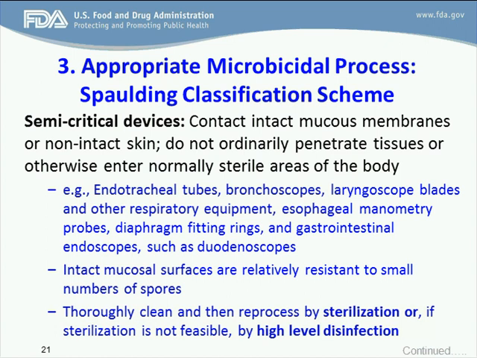Intact mucosal surfaces are relatively resistant to small numbers of spores. Therefore, if sterilization is not feasible, then semi-critical devices should be high-level disinfected following thorough cleaning.